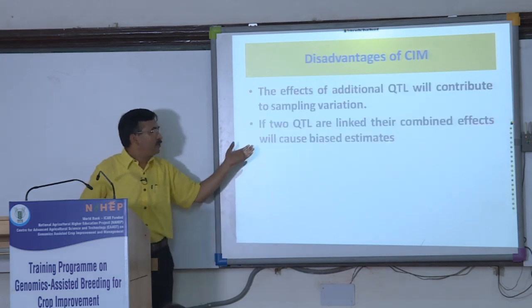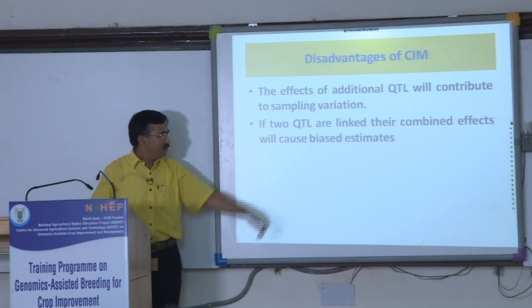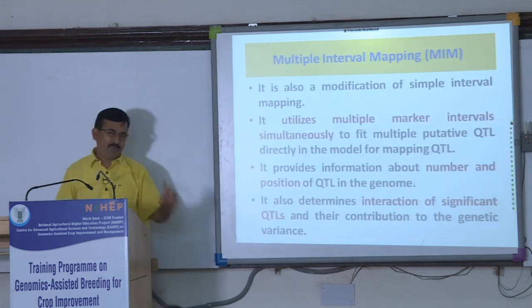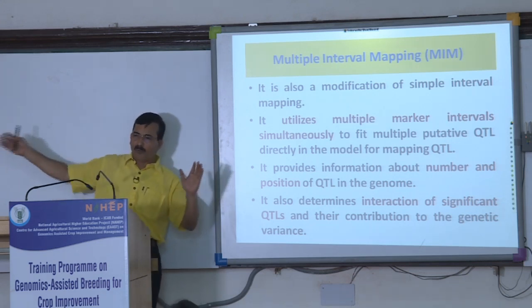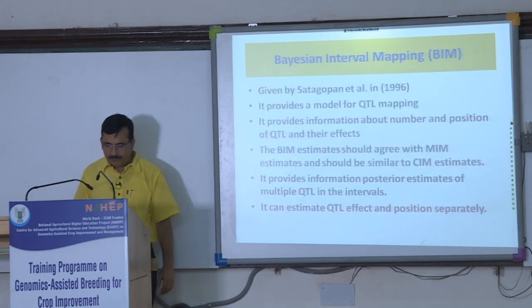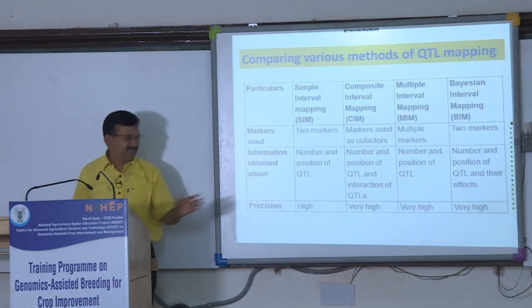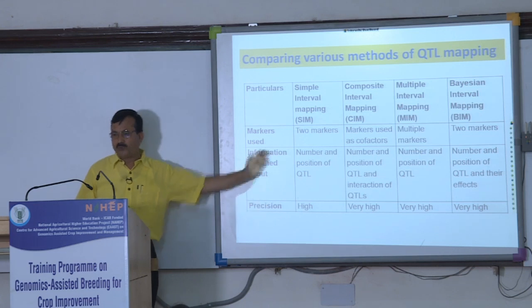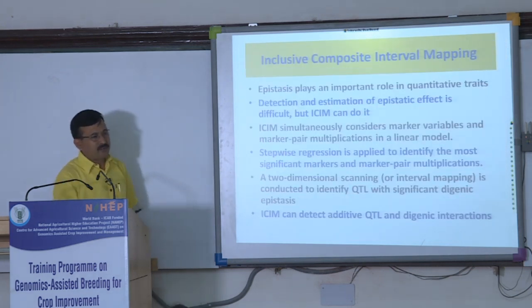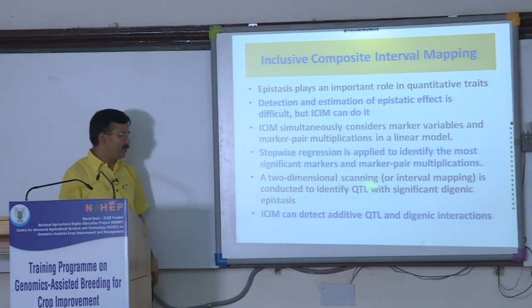Disadvantages will definitely be there. As I said, the combined effect will definitely twist the data. Multiple interval mapping, here you are taking so many QTLs, so many intervals together, right? We will not discuss these things. There is a table, you can later see which one is better and why. It's nothing to worry much about.